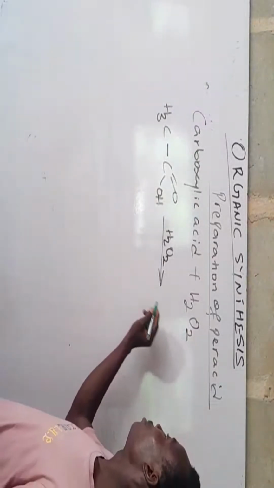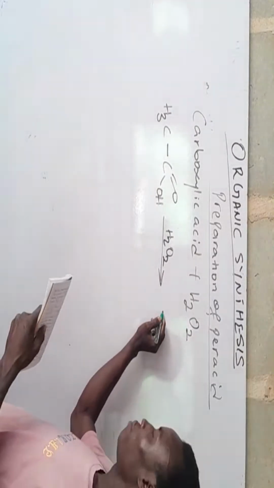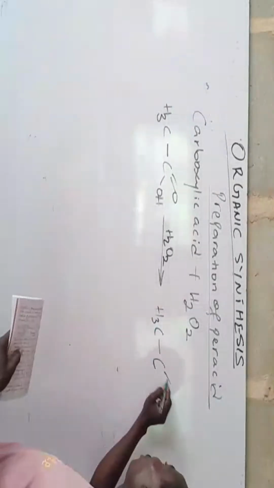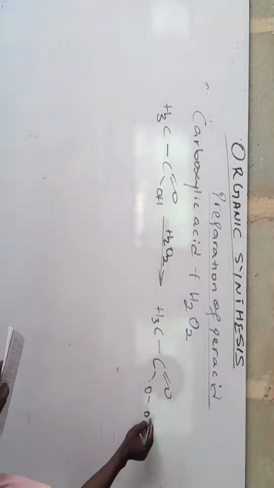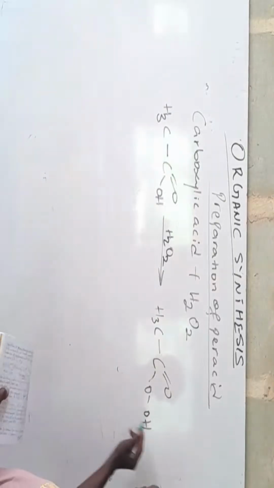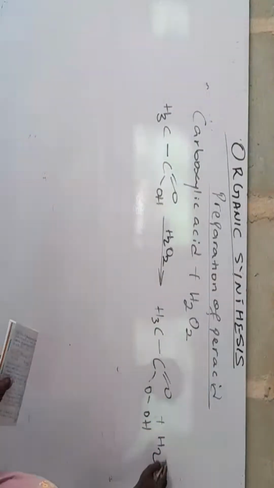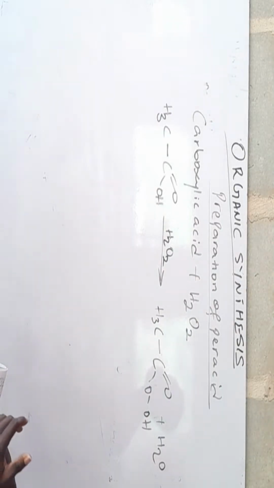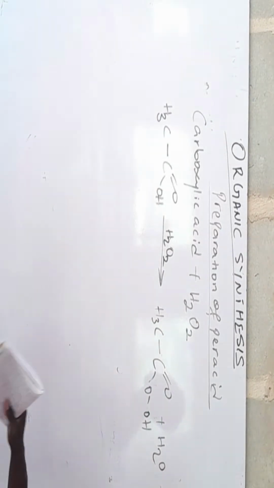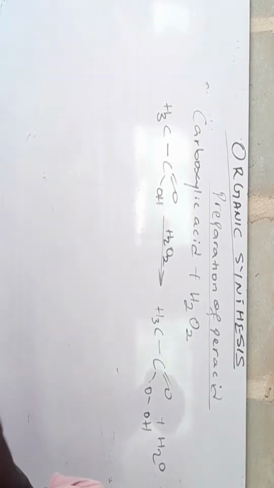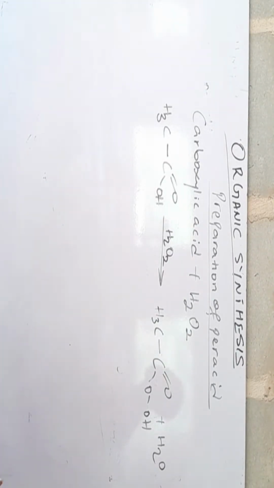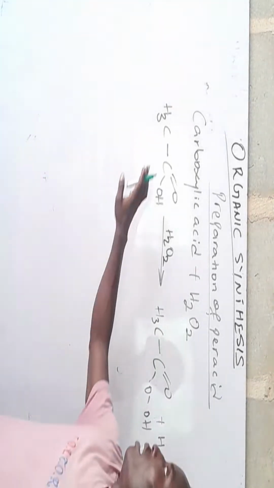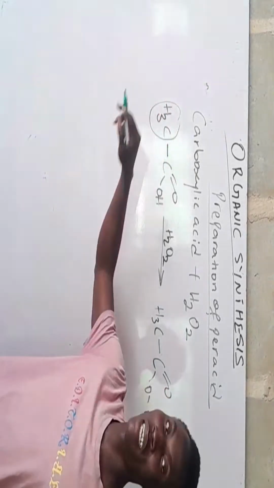So now here we are going to have H3C, C followed by double bond O followed by OH, then plus what? H2O. Now, there's something about this course itself that it is logical. What is the logic there? The logic there is that this one that you are seeing stands on its own.